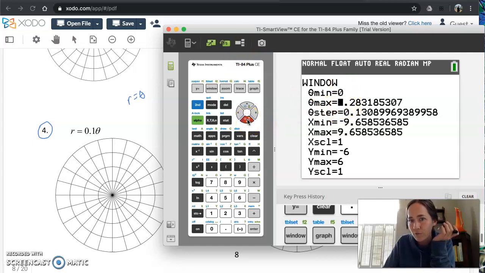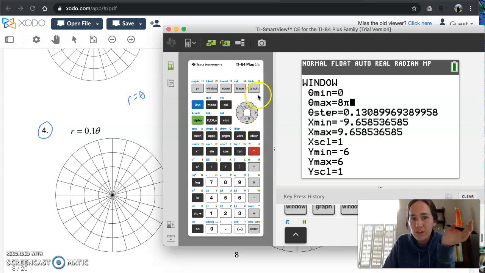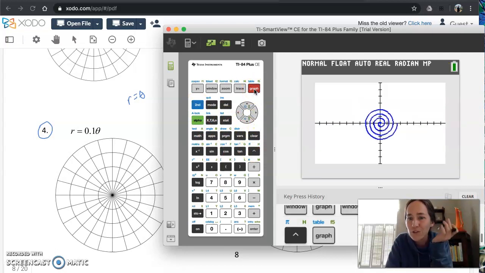I'm just traveling from 0 to 2 pi. Can I go to 4 pi or 8 pi or 12 pi? Let me try 8 pi as my theta max, and I'm going to keep everything else the same and hit graph. And would you look at that? You get a bit more of that spiral as it goes round and round and round. This is an equation you can have a lot of fun with too.